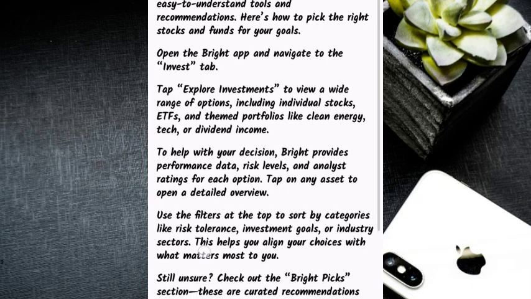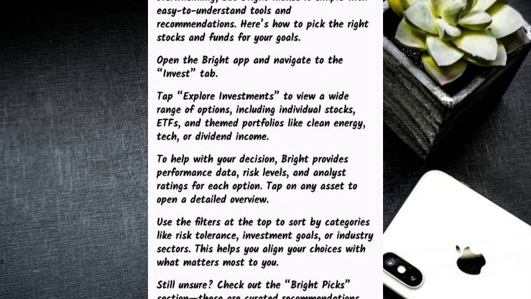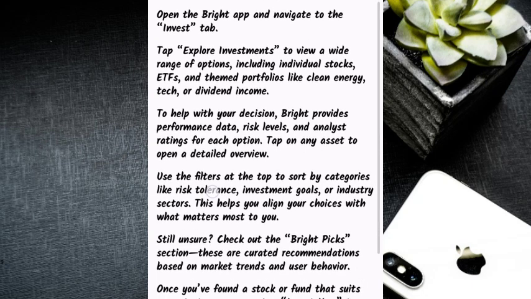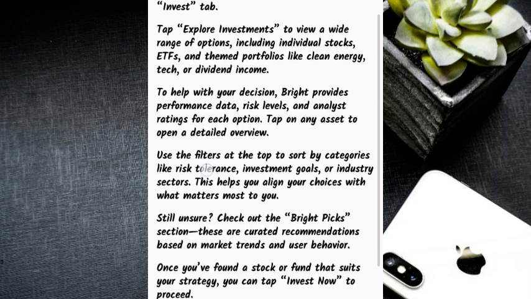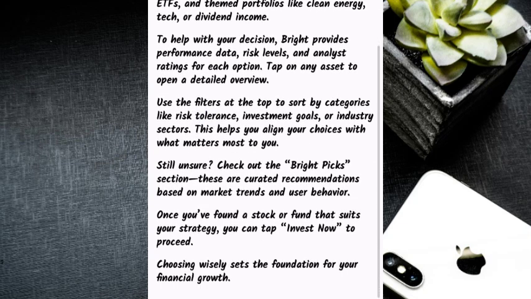Use the filter at the top to sort by categories like risk level tolerance, management goals, or industry sectors. This helps you to align your choices with what matters most to you. If you're still unsure, check out the Bright Picks section. These are curated recommendations based on market trends and user behavior.